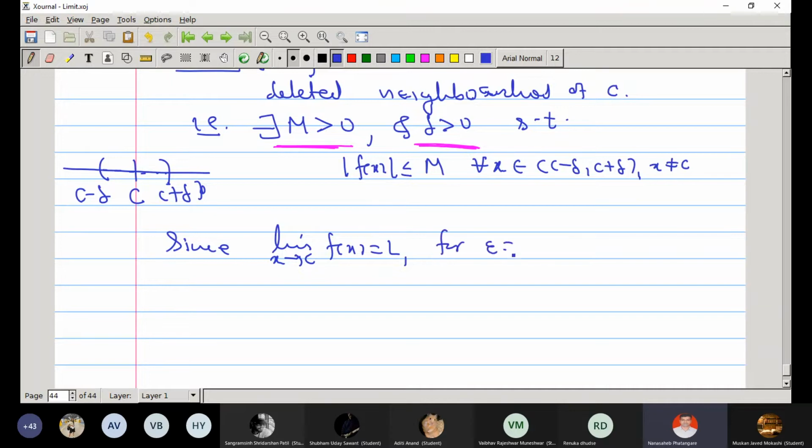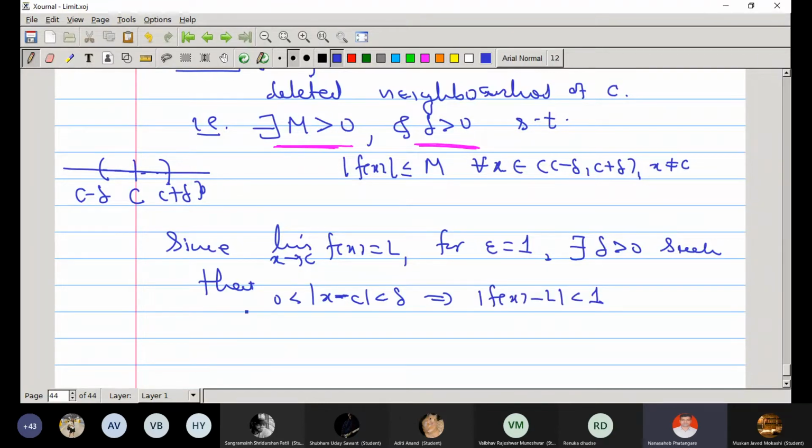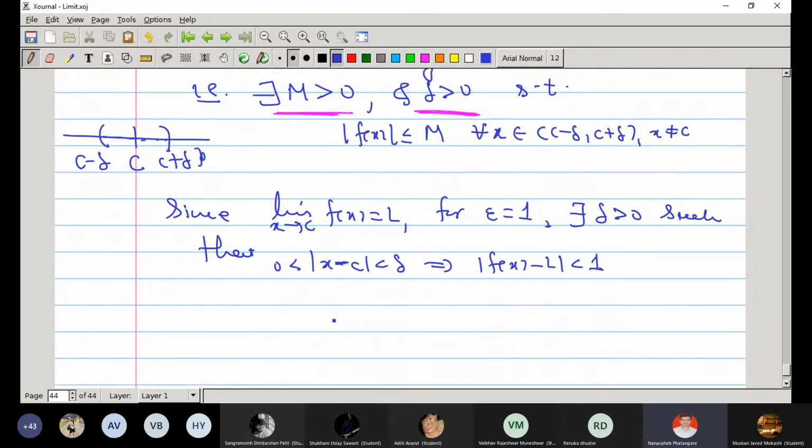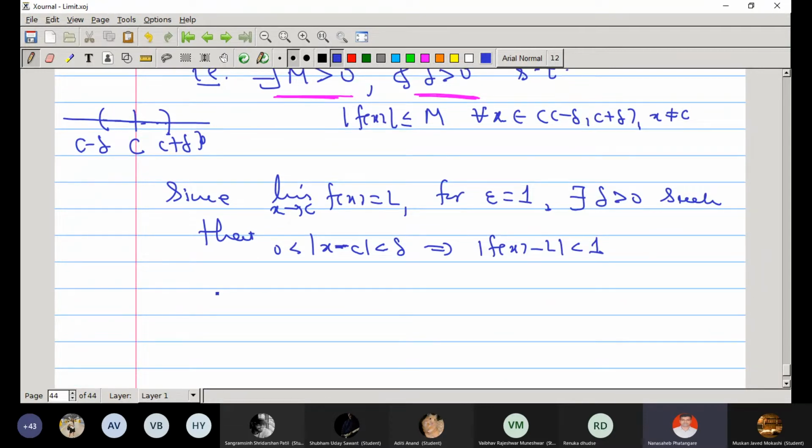So for epsilon equal to 1, by the definition of limit, for every epsilon there exists a delta. In particular, for epsilon equal to 1, does there exist a delta? Yes. So there exists a delta such that whenever the distance of x from c is less than delta, then the distance of f(x) from L is less than 1. For every x whose distance from c is less than delta, this is going to happen.